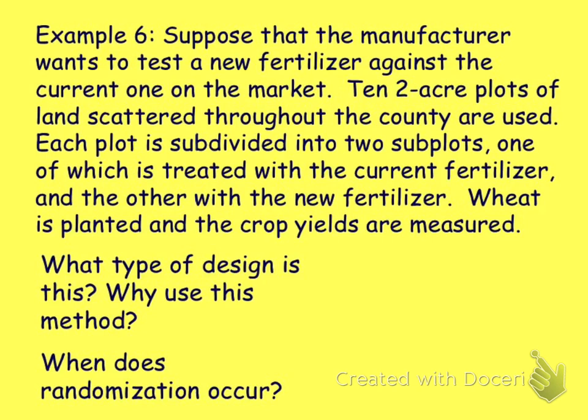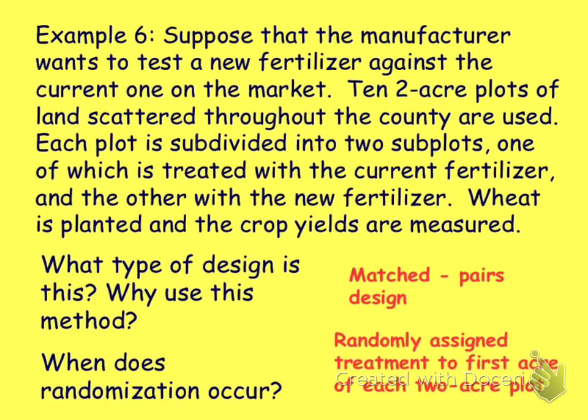What type of design is this? Matched pairs. Why is it matched pairs and not randomized block? Because they're subdivided into pairs. When does randomization occur? The randomly assigned treatment to the first acre in each 2-acre plot. So when I had the pairs, I randomly assigned the first one. That was the randomization.